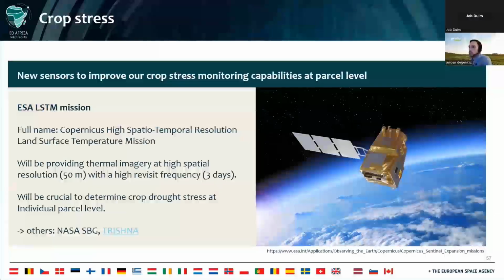Also here, do not despair. There are new sensors coming in. One example is the LSTM mission by ESA, which will be providing higher resolution thermal data, also at a high revisit frequency. And there are actually others being launched in the next 5 years. So if we want to combine all this information, in the end, we will end up with high resolution thermal data almost every day. And this is actually very interesting for early crop water stress detection.